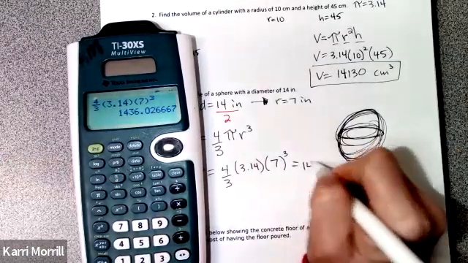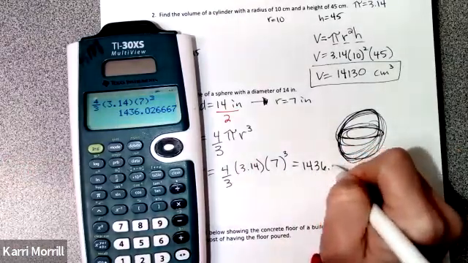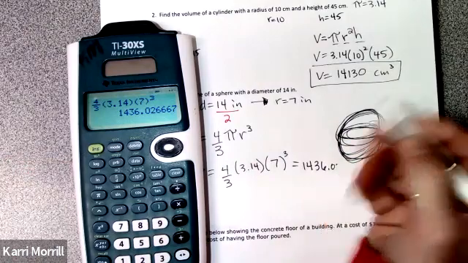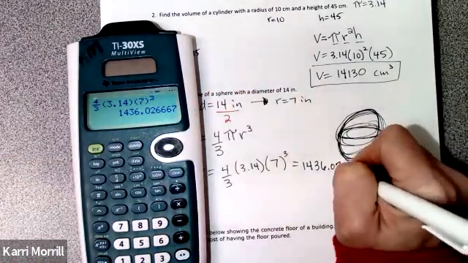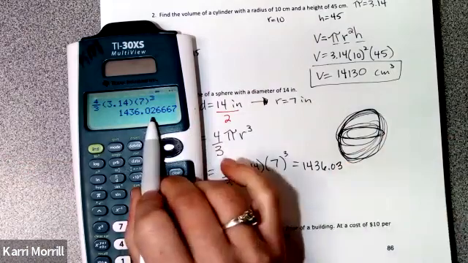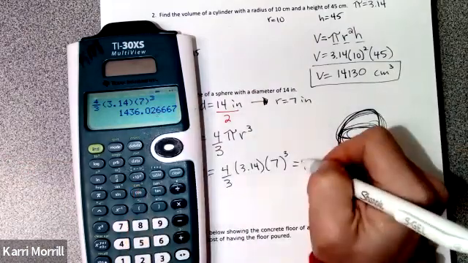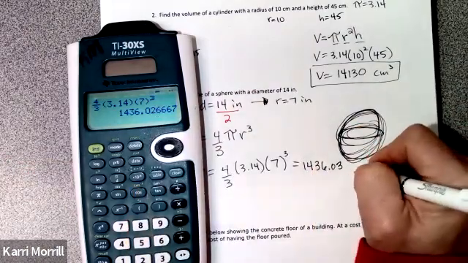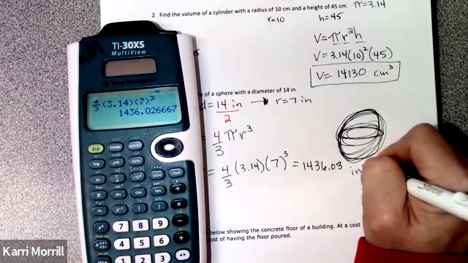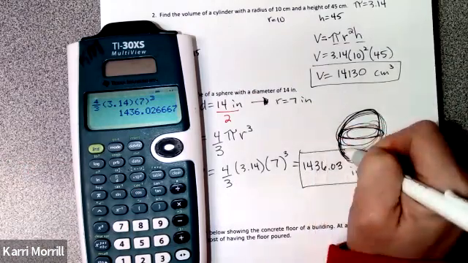So this is 1436.0, and maybe they say round to the hundredth, so it'd be like 03, right? We'd round that 2 up to a 3. Just make sure you're paying attention to rounding instructions so you can get it right. Inches cubed.